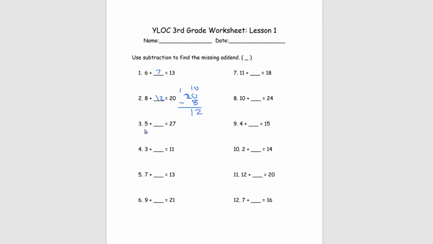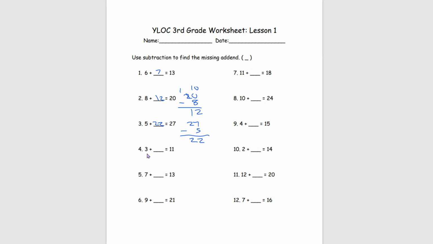For number 3, we have 5 plus blank equals 27. Just like the first two, we're going to use the same method and just do 27 subtracted by 5. We can just do 7 minus 5 equals 2, and just bring down this 2 in the tens place to get 22 as our answer for number 3.